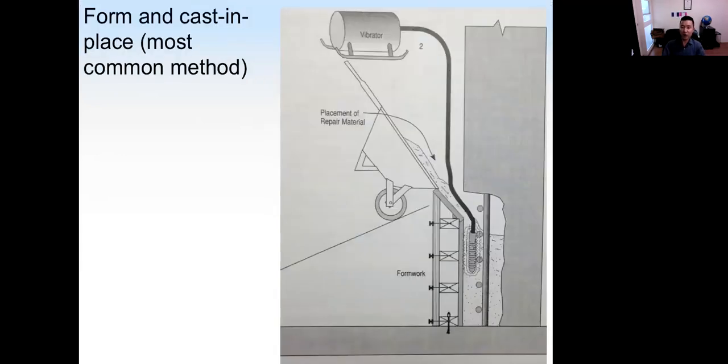For a large job, we can set up a formwork like this. And then we cast in place the concrete, just like for any type of new construction. We pour the concrete in, and then we vibrate the concrete. We can also use self-consolidating concrete, for example, to eliminate the requirement for vibration. But this is the most commonly used method for the repair, form and cast in place.